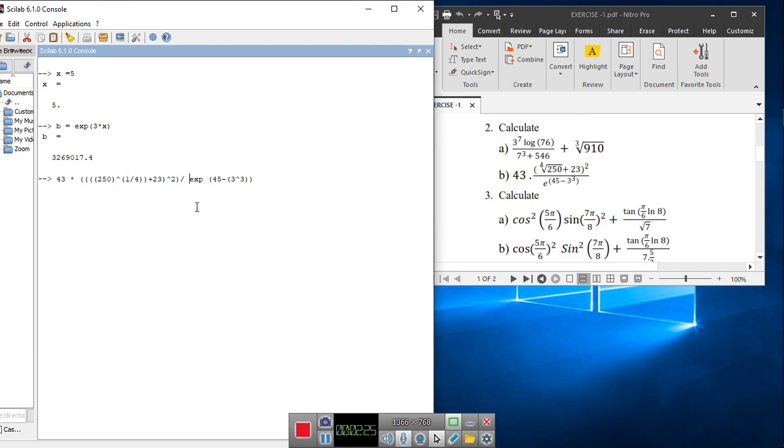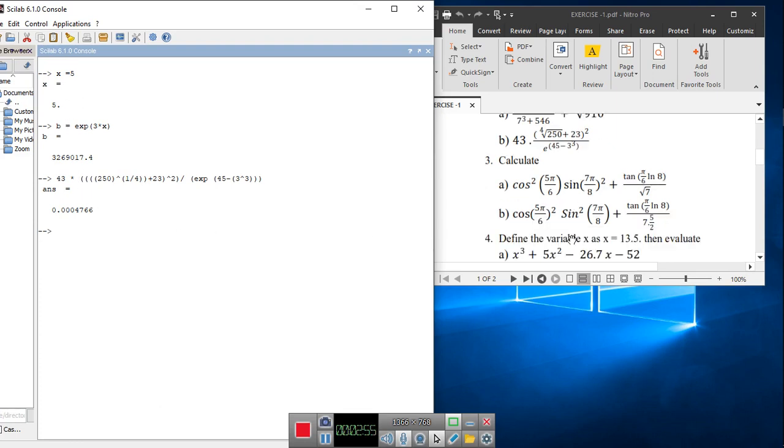Simply I am going to consider here exponential of 45 power 43 and then the brackets below, then click enter. That is our solution. Simply 43 is going to be multiplied with these two other variables. So the value we get for 4th root of 250 plus 23 whole square divided by exponential 43 minus 3 power cube. In this way we are going to consider the exponential.